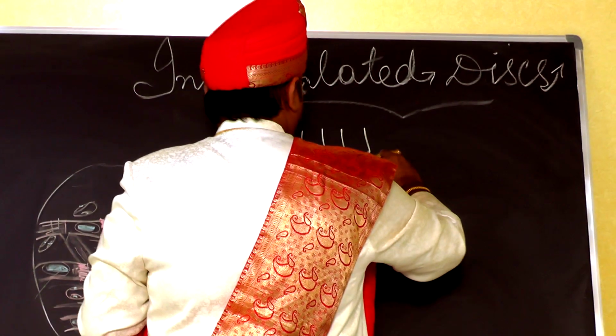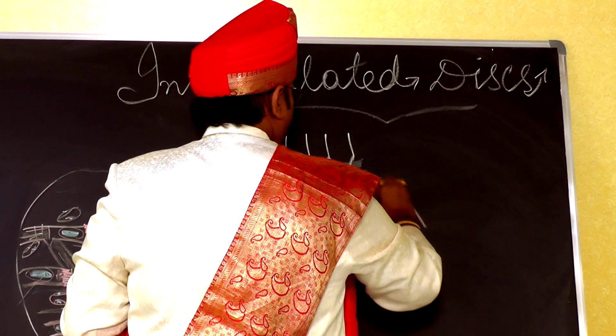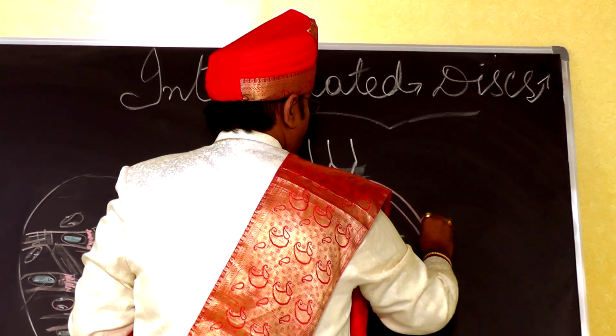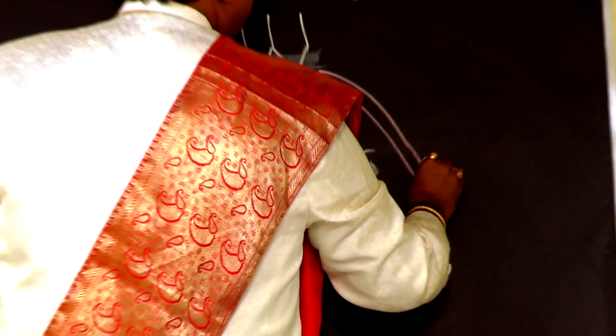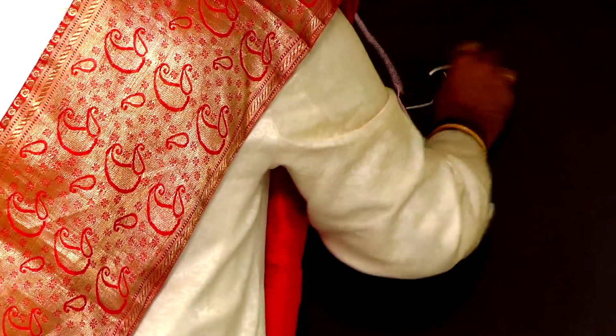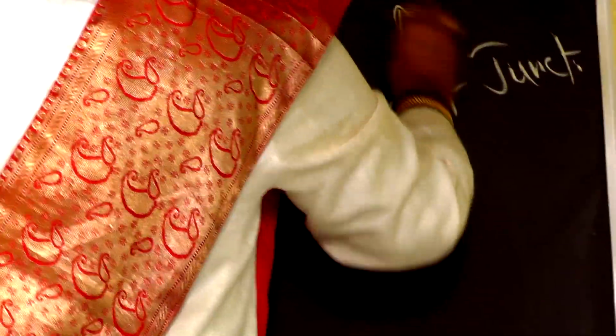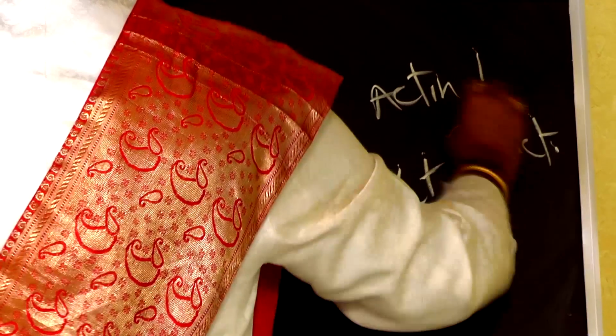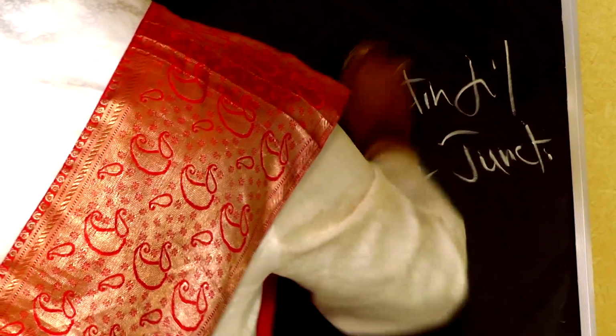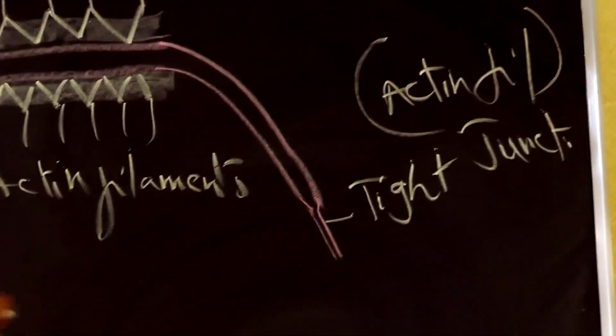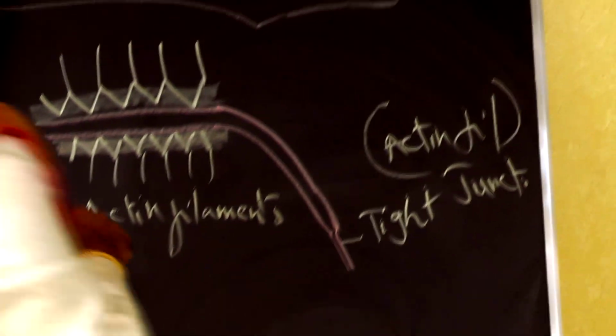Now, you see here, they are forming tight junctions. This is called the tight junction, where the actin filaments end. The actin filaments are ending in this tight junction. So are you able to appreciate the tight junction?